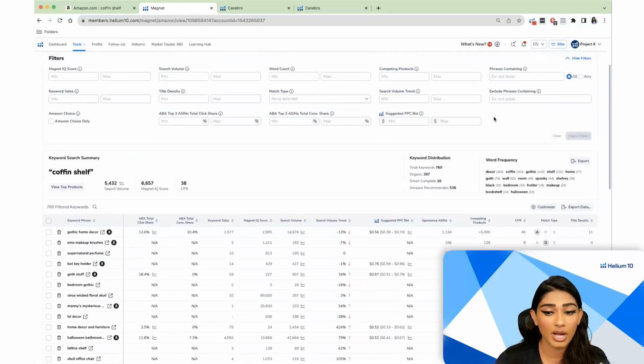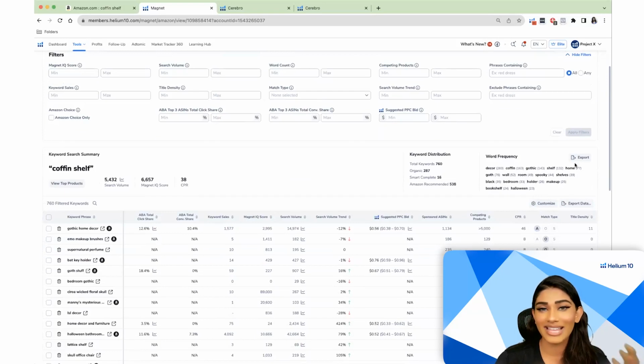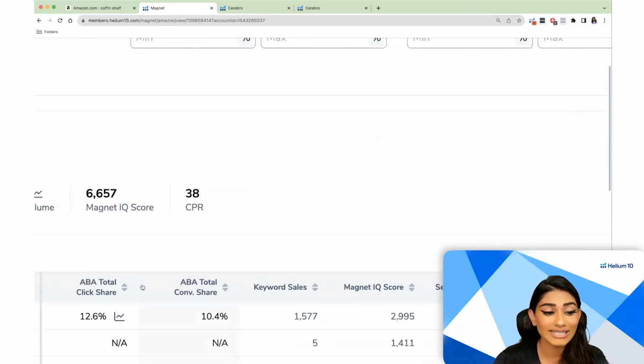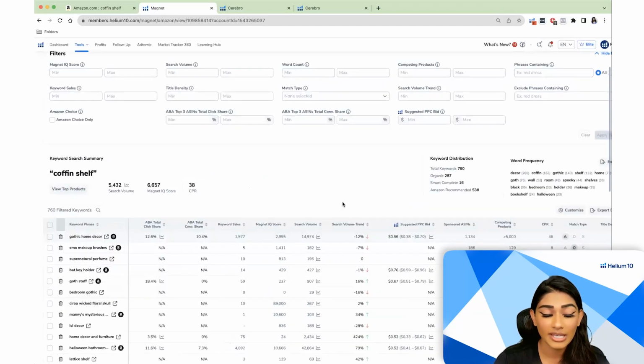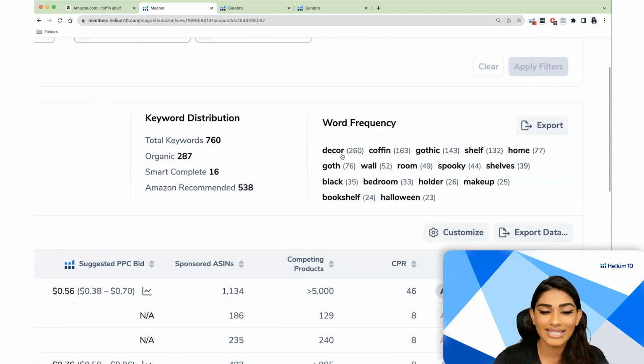Now, something I really want to talk about inside of Magnet is the word frequency. Lisette and I were talking about root words not too long ago and the importance of root words. Well, this is what we're taking a look at here for root words. And you might be wondering, well, what's the importance of that? Or why might I consider word frequency? What even is this? Well, from these 760 keywords, right, there's going to be some keywords that appear over and over again in these phrases. And so this is telling me how many times a particular word appears.